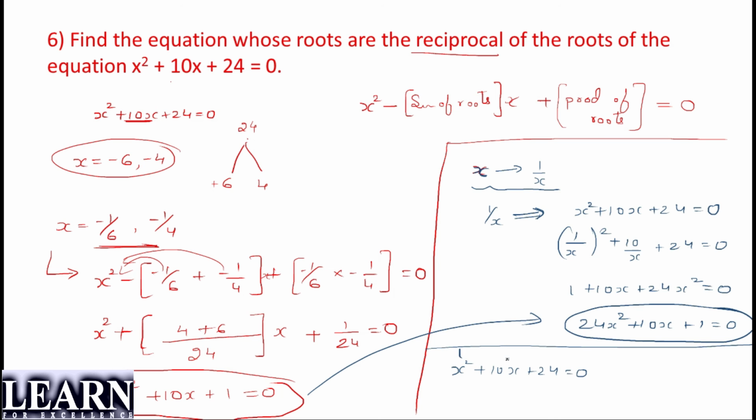What are the numbers here? 1, 10 and 24. If they are talking about the reciprocal, if the numbers are in this format, just interchange the numbers, take it in reverse order. I can take the answer as 24x square plus 10x plus 1 is equal to 0. This will be the answer, guys. So just within a click we can answer this question, right? So no need to worry about substituting x equal to 1 by x or finding out the factors or something.